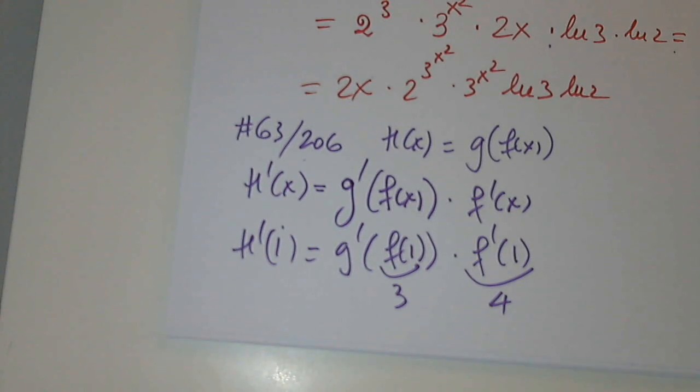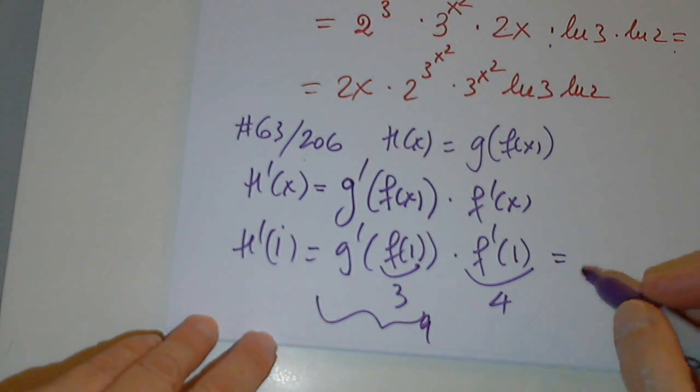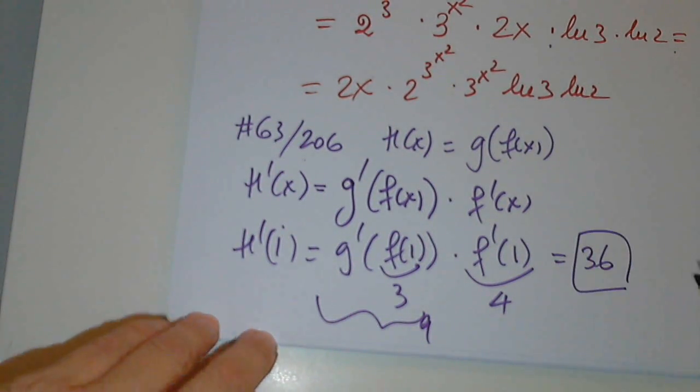So g prime of 3 is 9. Excellent. Good, so we're done with that. Perfect. So this will be 9 because this is 9. 9 times 4, 36.